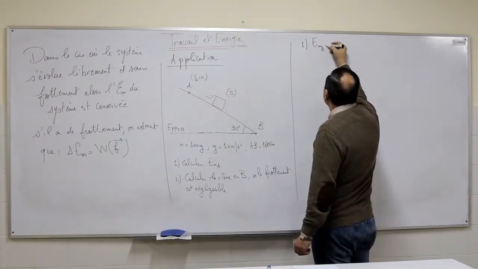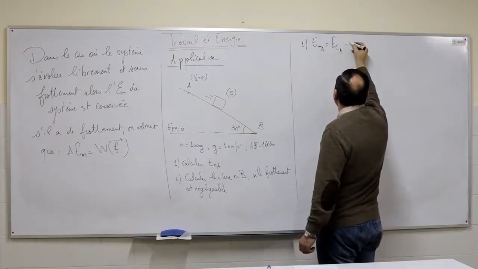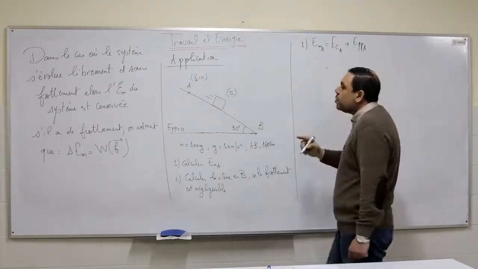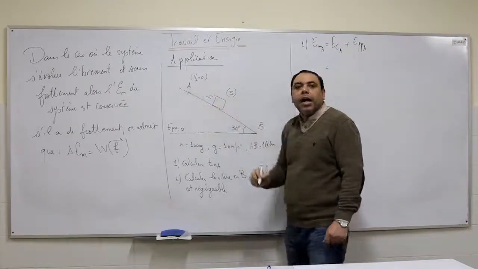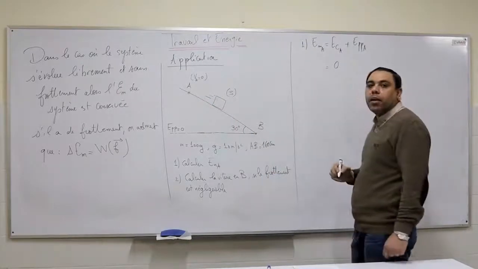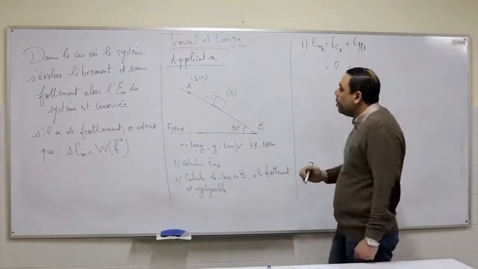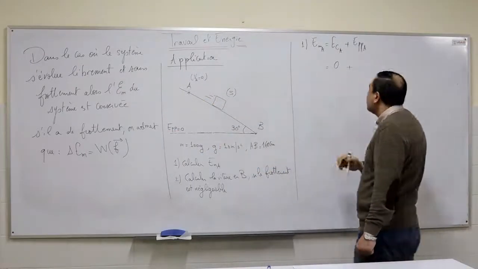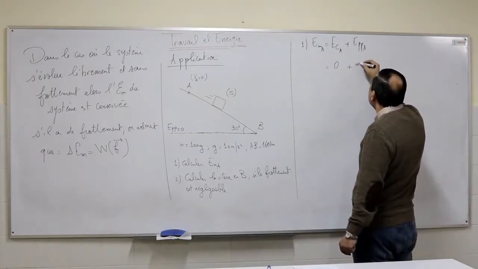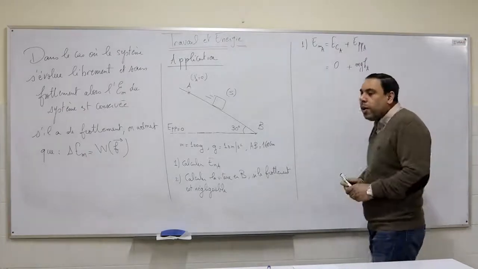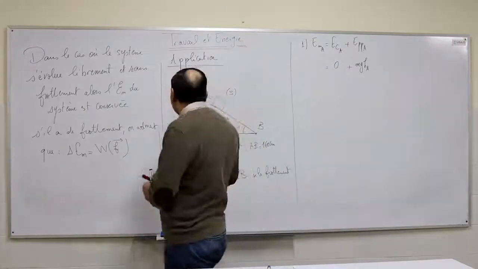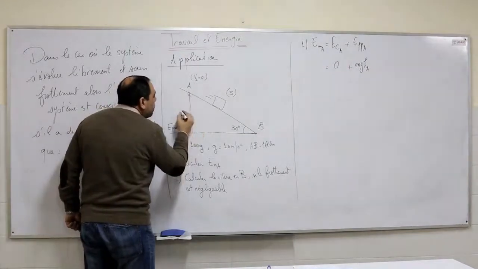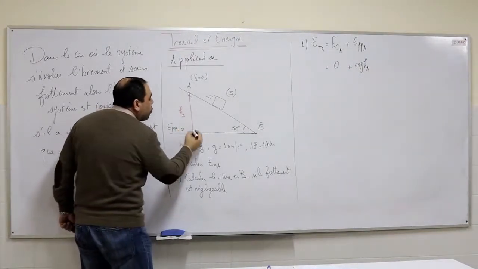The mechanical energy at A is equal to the kinetic energy at A plus the gravitational potential energy at A. The solid leaves A from rest, so its kinetic energy at A is 0. And A is above the reference level. Then the gravitational potential energy at A is plus mg HA. HA is the height of point A from the reference level. This is the height HA.